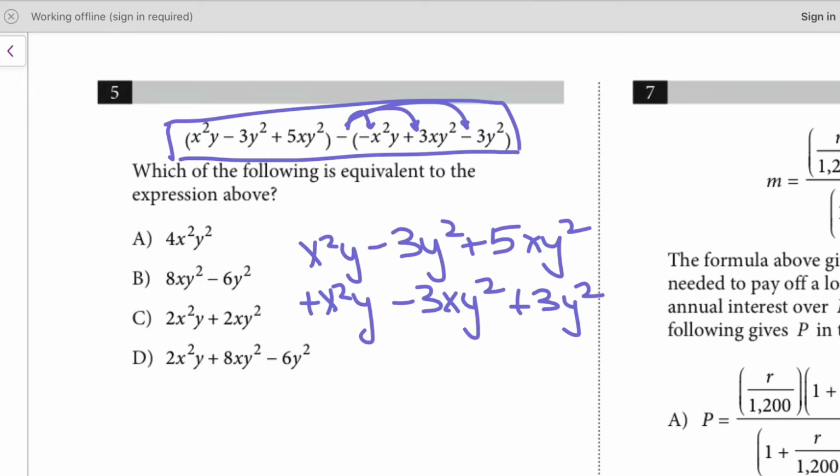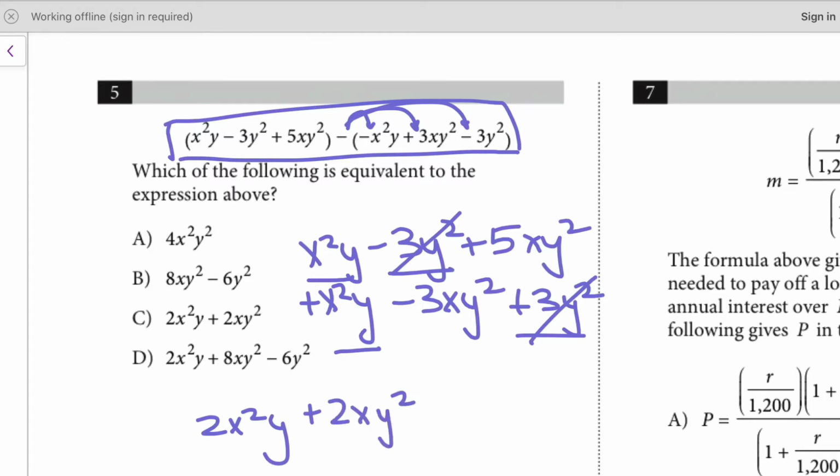Then what I want to do is combine like terms. So x squared y plus x squared y is 2x squared y. And then negative 3y squared plus 3y squared cancel out, so you don't have any y squared in your answer. Then I have 5xy squared minus 3xy squared, which gives me 2xy squared. So my answer is C.